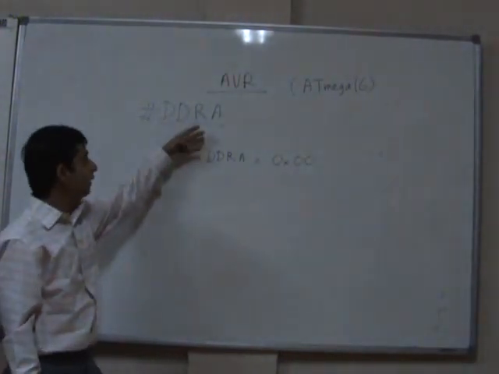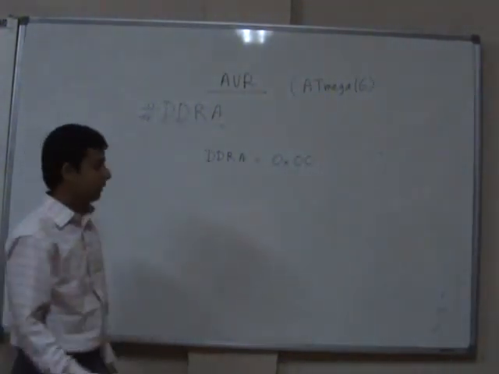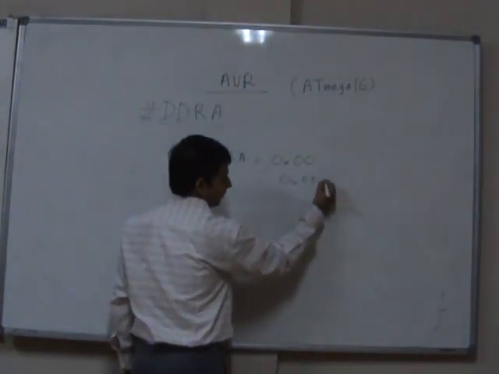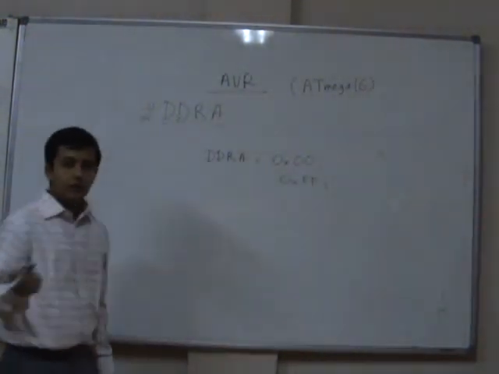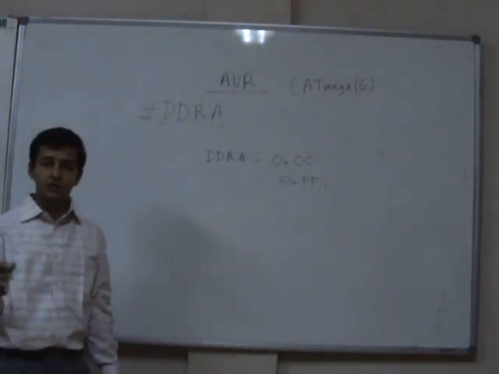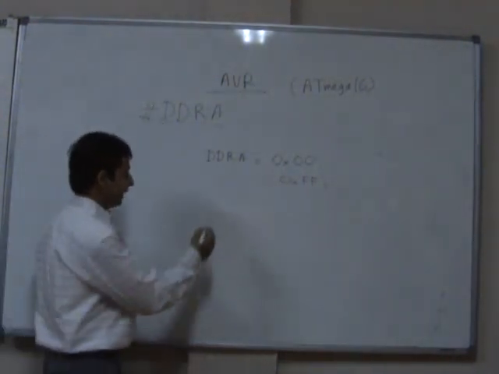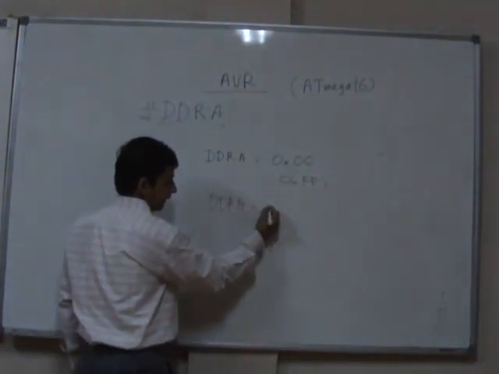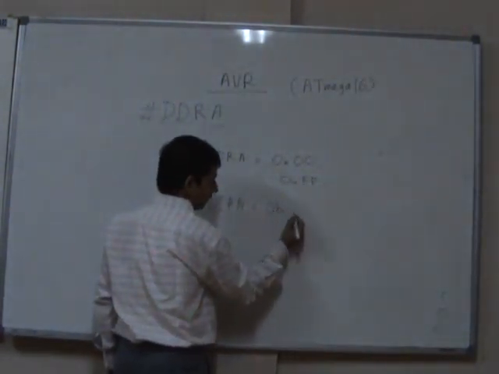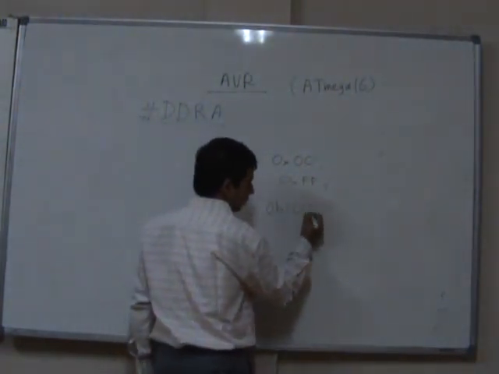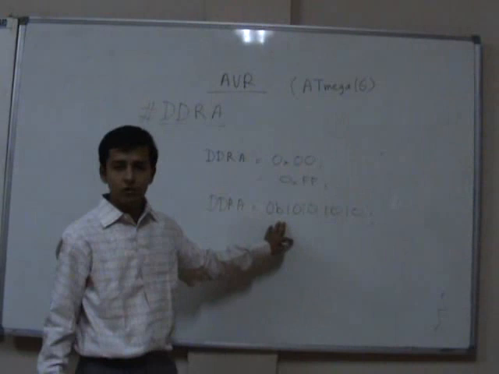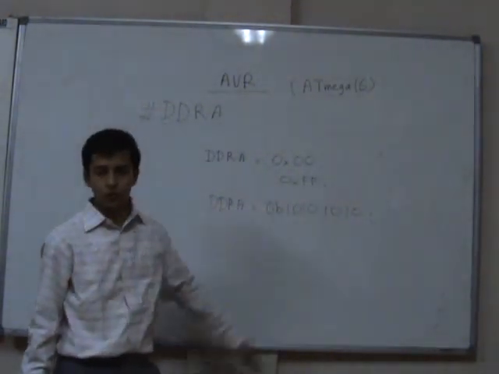If you want to make all pins of port A output, then how will you write it? Simply 0xFF. Another example. Suppose you want to make alternate pins input and output. How to do that? DDRA is equal to 0B10101010. So now alternate pins will be input, output, and so on.